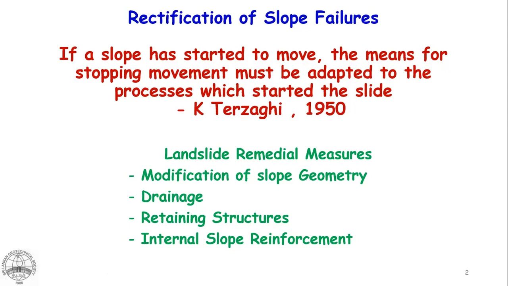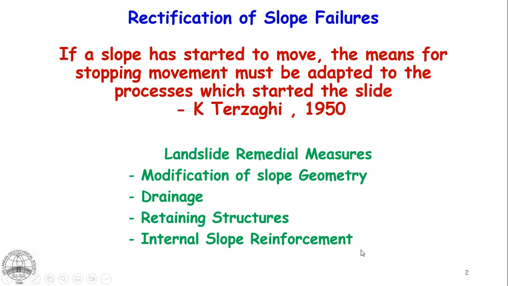So once we have done the necessary studies and identified the reasons for slow movement, then we have to attack the cause of movement and do the necessary engineering interventions to rectify the slope and enhance its stability. So what are the basic remedial measures, especially with rain-induced landslides? We can categorize them into these four: modification of the slope geometry, drainage, retaining structures, and internal slope reinforcements.